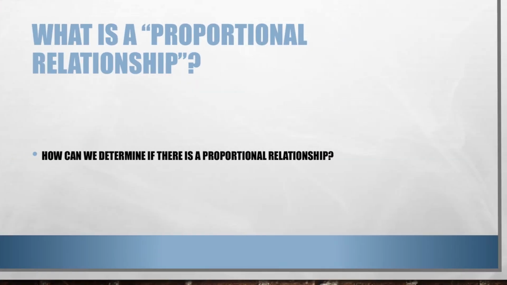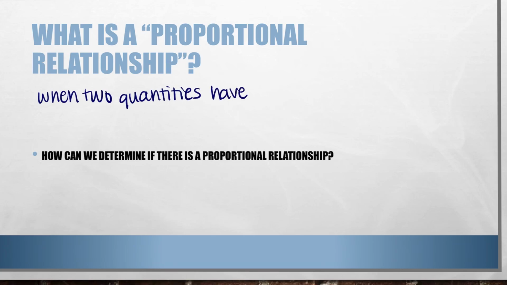So we've heard this word before probably in our lives, proportion. What is a proportional relationship? It's when two quantities have a ratio in common. And remember that a ratio is like a multiplicative or a division relationship. So basically it's saying you can multiply one of the quantities by a certain number, and that'll give you the other quantity, and vice versa.